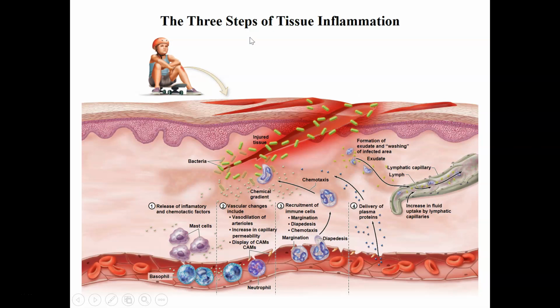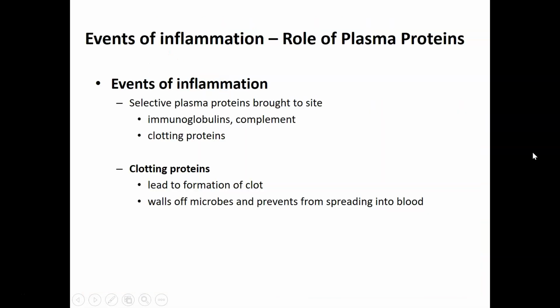Okay, so those 3 processes are going to increase blood delivery to a site, and it's going to allow for a lot of stuff to exit to the site out of the bloodstream. That's what we want. We want a lot of stuff exiting. Cells and also fluid and also proteins are going to exit. All right? So those are the 3 main steps in the inflammatory response.